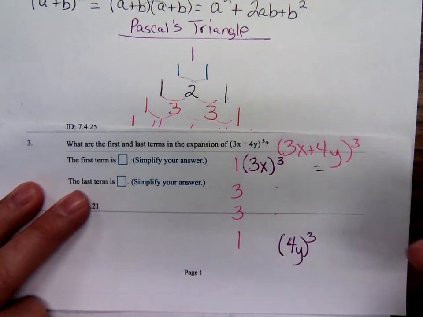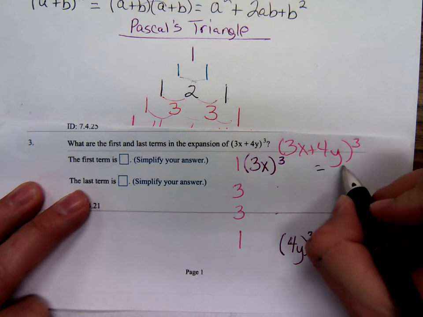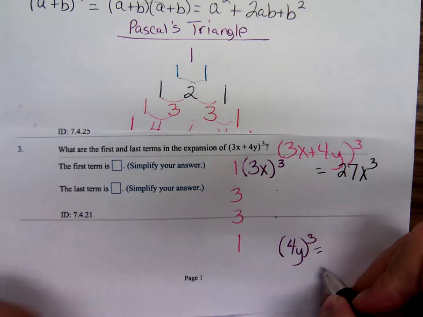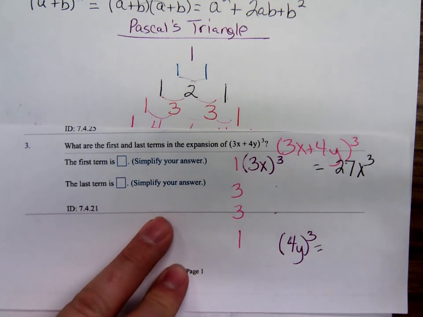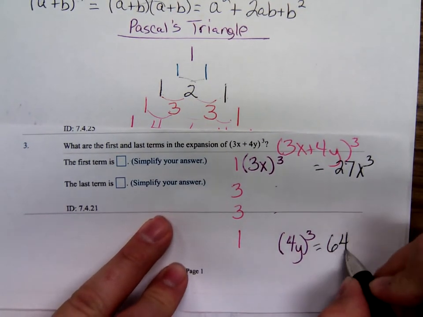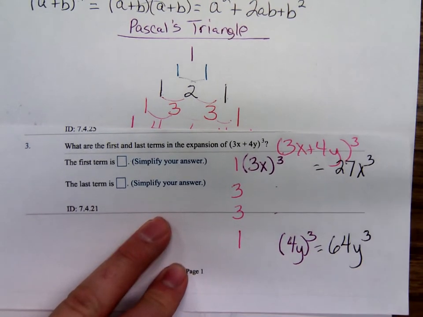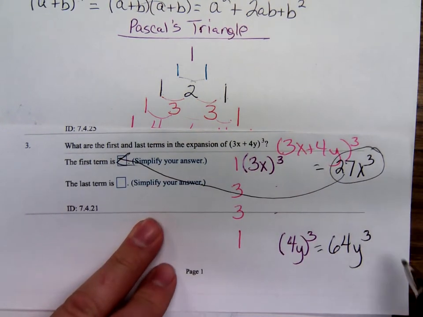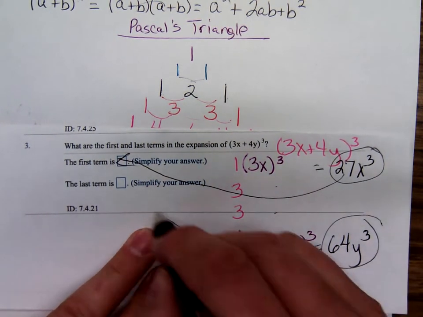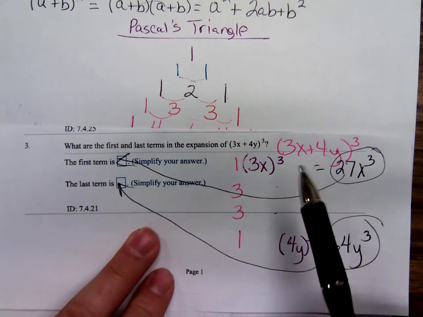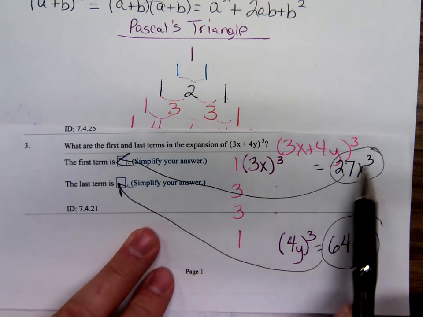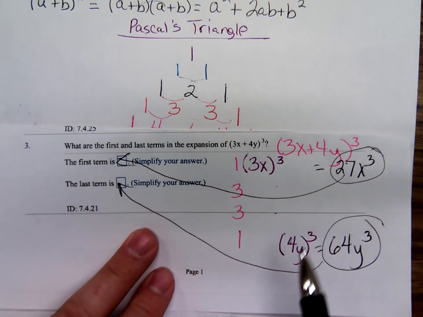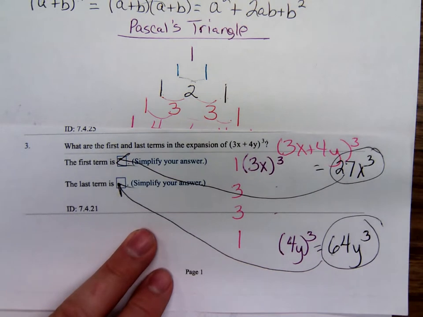But since it's only asking for the first and last, what would we have there? A 27 x to the third, and now what's 4 cubed? Don't say 12. 4 times 4 times 4, that's a 64 y to the third. So first term, 3x to the third, 3x all cubed, so 27x to the third. The last term, 4y quantity cubed, so 64y to the third.